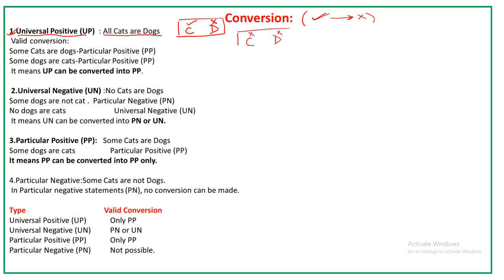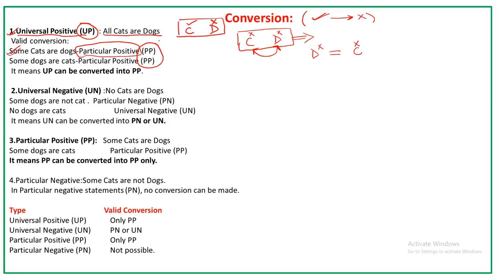So this statement shows a particular statement. What is that statement? A particular positive statement, which is "some cats are dogs." So we can say that some cats are dogs. Now when we are saying some cats are dogs, we can interchange C and D, and we can also say that some dogs are cats. So both of the statements are possible. Also a universal positive statement can be converted to a particular positive statement.